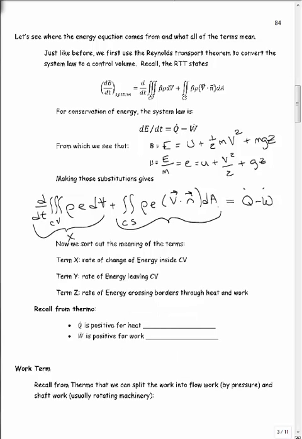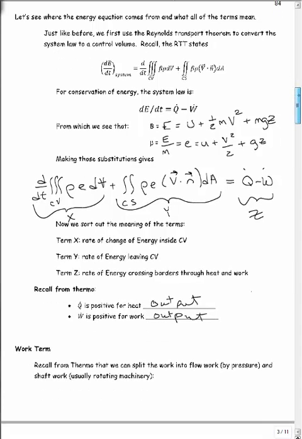The second term is the total inlets and exits, basically. So that's the net energy leaving. And then this is the energy crossing the borders in the form of heat and work. Okay. So remember from thermo, Q dot is positive for heat input, and W dot is positive for work output.